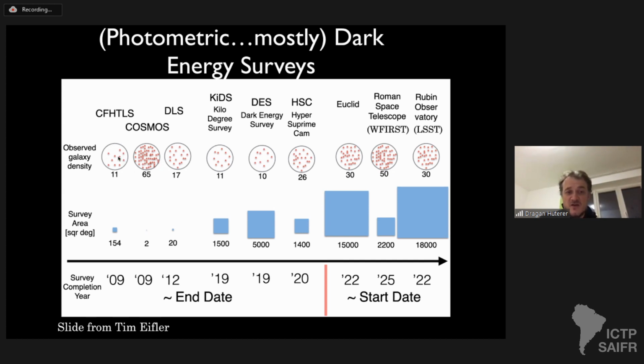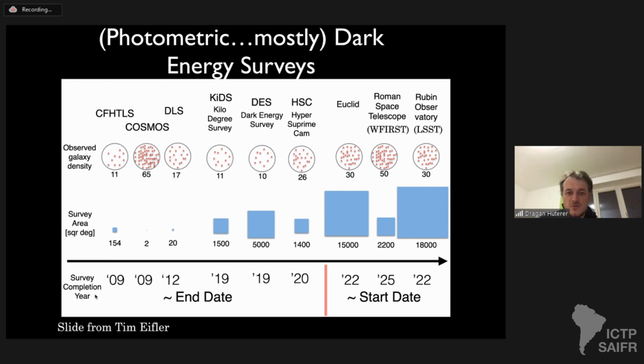CFHT Legacy Survey was really big, started when I was in grad school, and in 2013, maybe 15, they had big releases. COSMOS is a really small but really deep survey on which you can practice photometric redshifts, things like that. DLS is an early weak lensing survey. These are roughly present day surveys. They're all quite powerful, and you can see their relative sizes in square degrees. And then the future is really amazing.